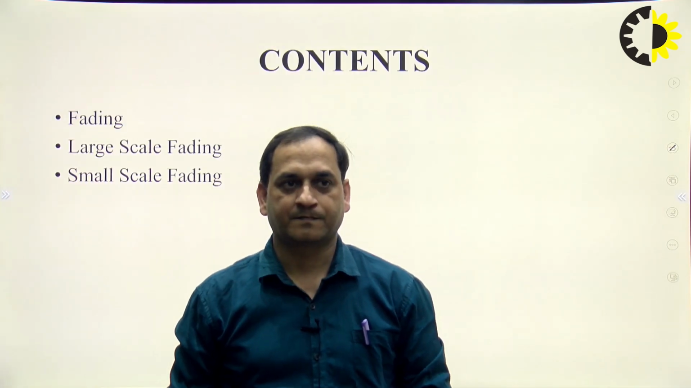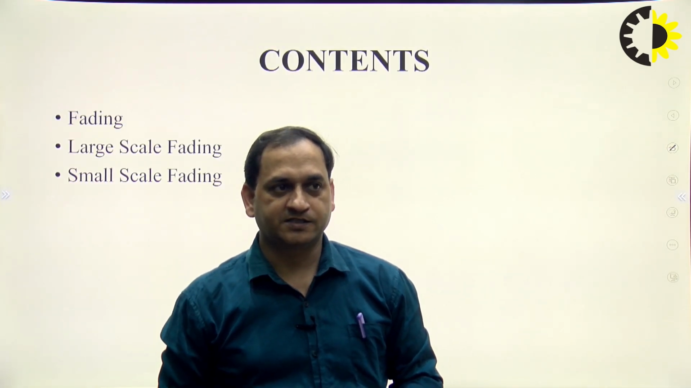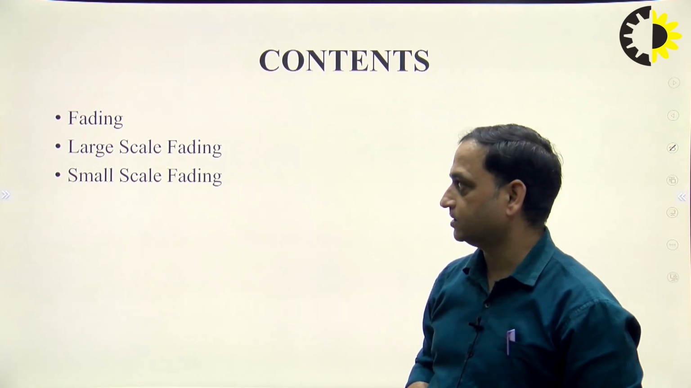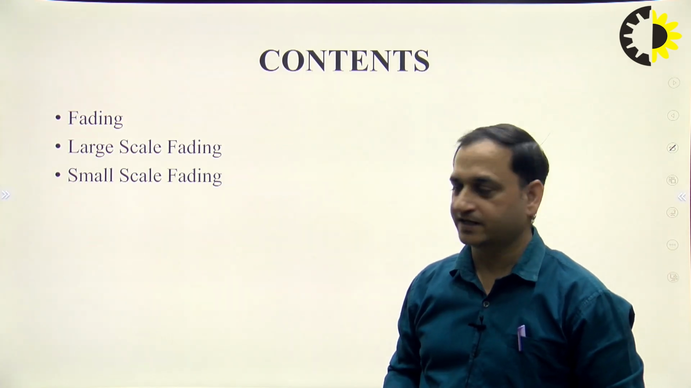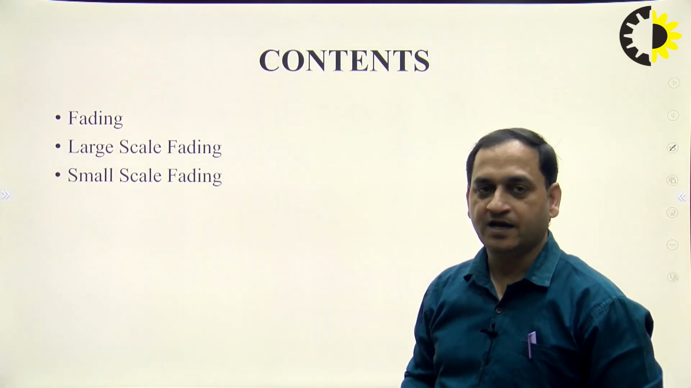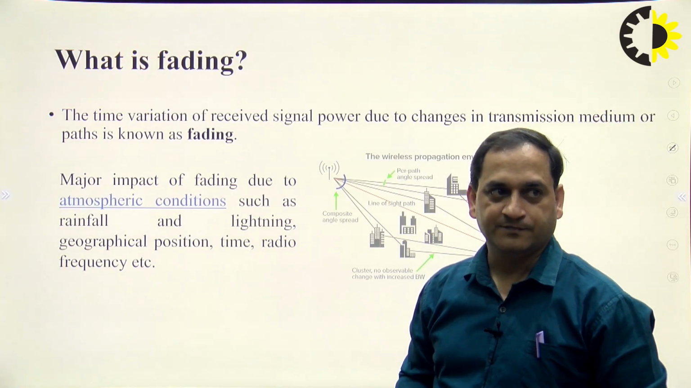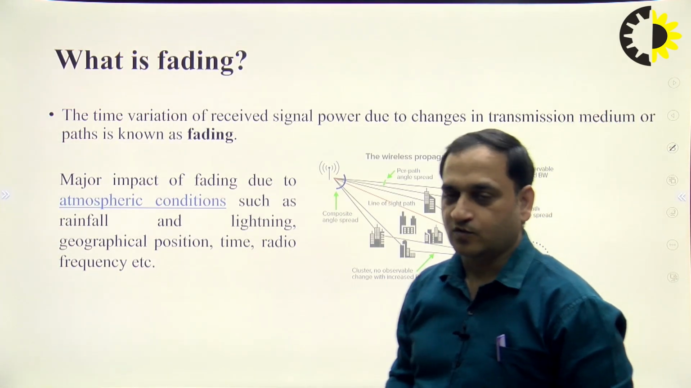In the course of wireless and mobile communication, today we are going to discuss the topic of fading. This is the course content, where we will discuss fading and the types of fading, that is large scale fading and small scale fading. First of all, we must know what fading is.